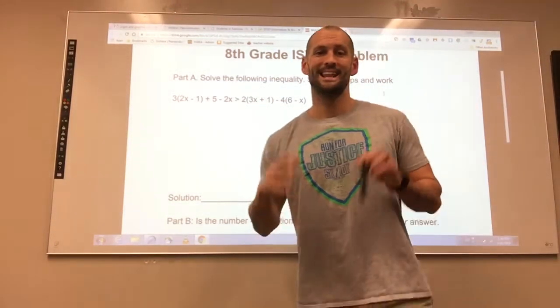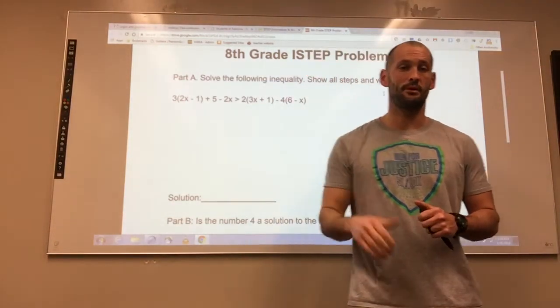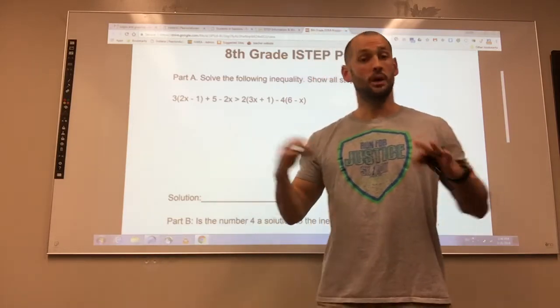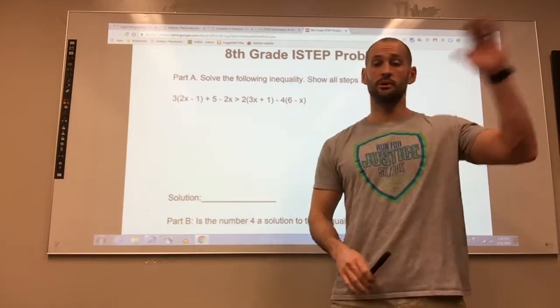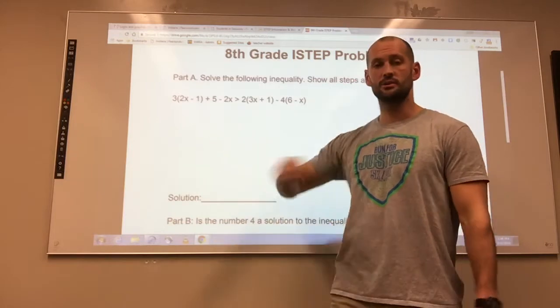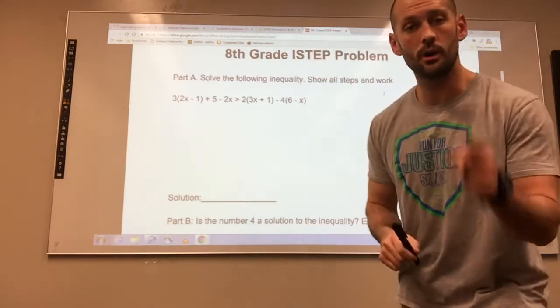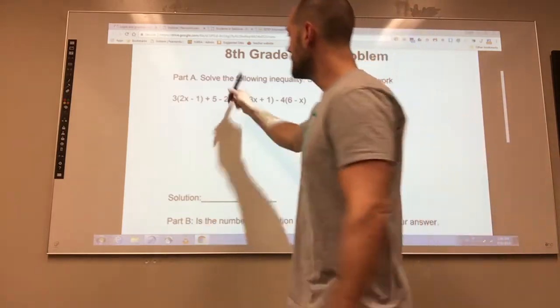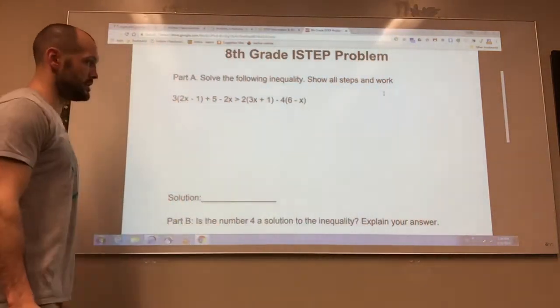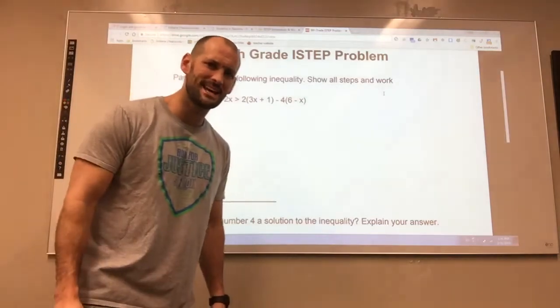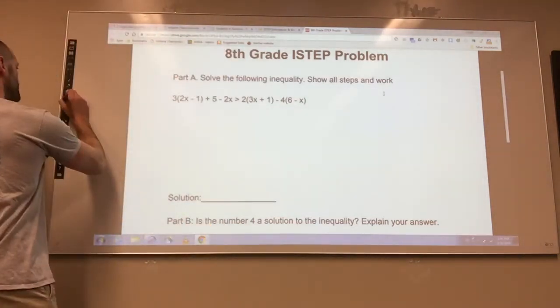All right, 8th grade, last week before we start ISTEP Part 1 next week, we toned it down kind of. We didn't do a big word problem, but let's check your straight solving skills on an inequality. All right, here we go. Show all steps, that's so important. Solve the following inequality. Show all steps. I feel like I just said that. All right, here we go.